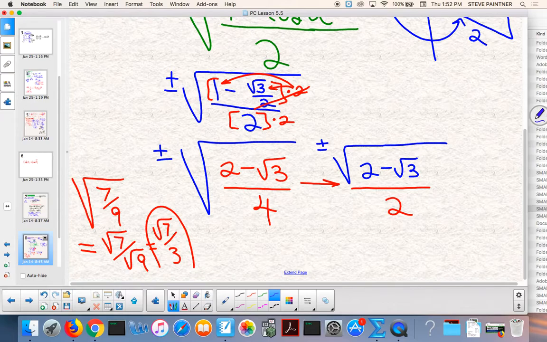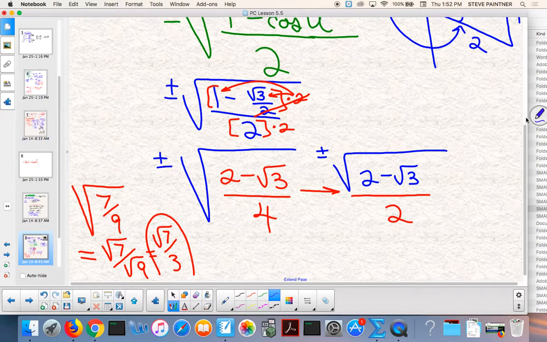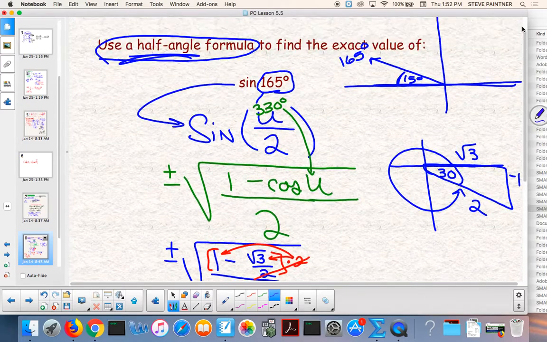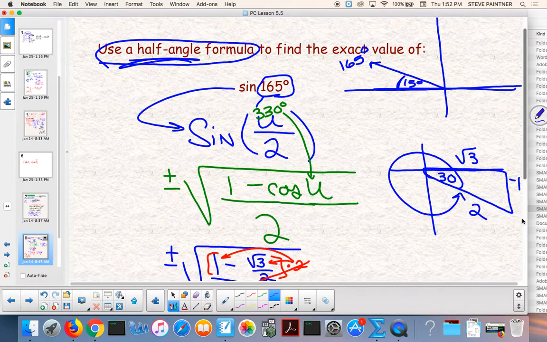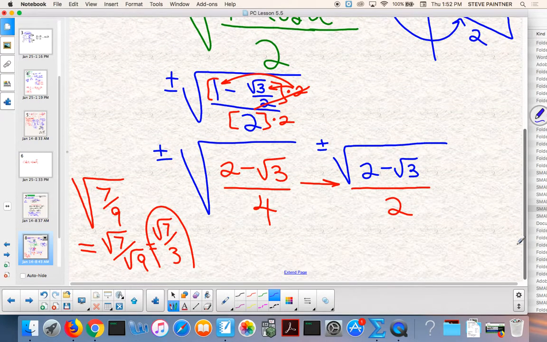The original problem was what? Sine of positive 165. I asked you right away, where are you at? You told me second quadrant. Sine in the second quadrant is what? Positive. The answer is positive. So you go all the way back down and you throw out your negative. Okay, that's the answer. Positive square root of 2 minus square root of 3, all of it divided by 2. Okay?